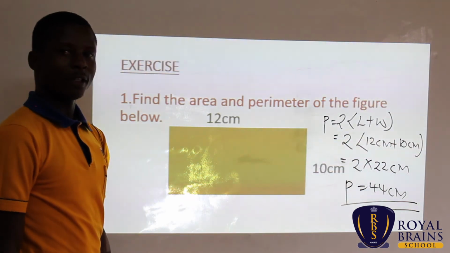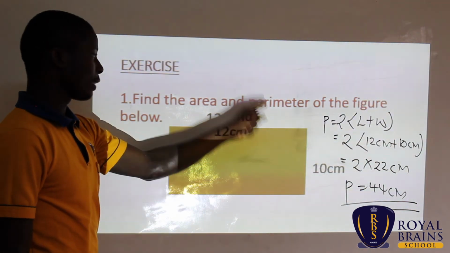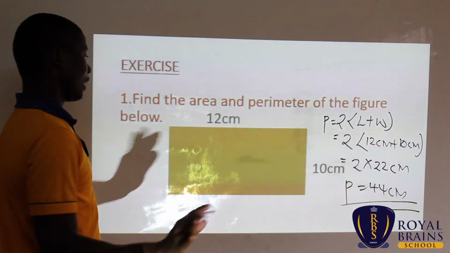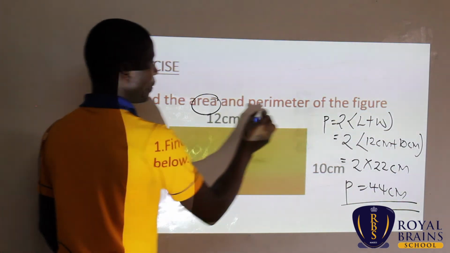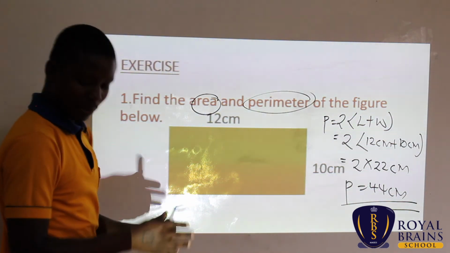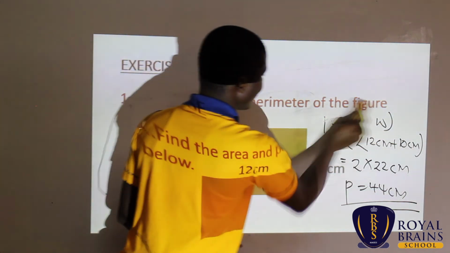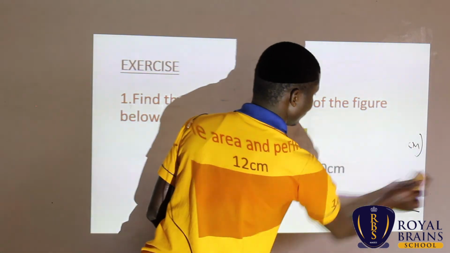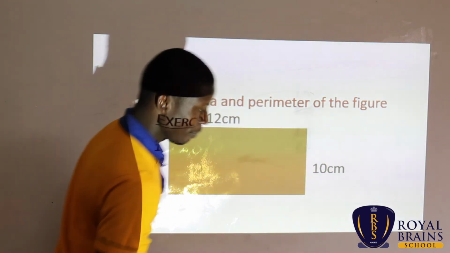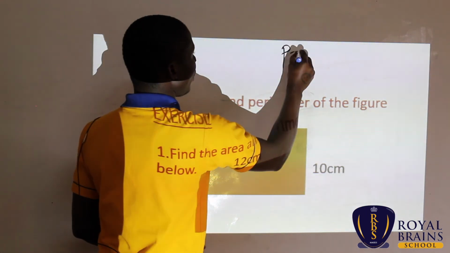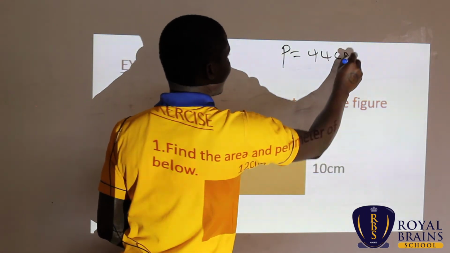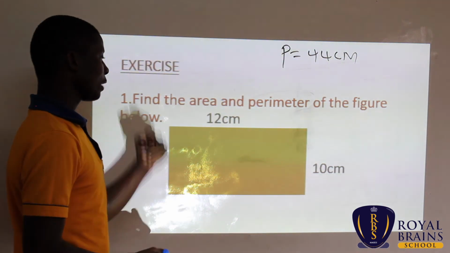You have seen how we have calculated the perimeter. You have seen the difference. Let us now check the area since we have done perimeter. Using the same figure, let us calculate the area. Remember, write it somewhere: perimeter was 44 centimeters. Let us see if the numbers can be the same. Let us move to the area.